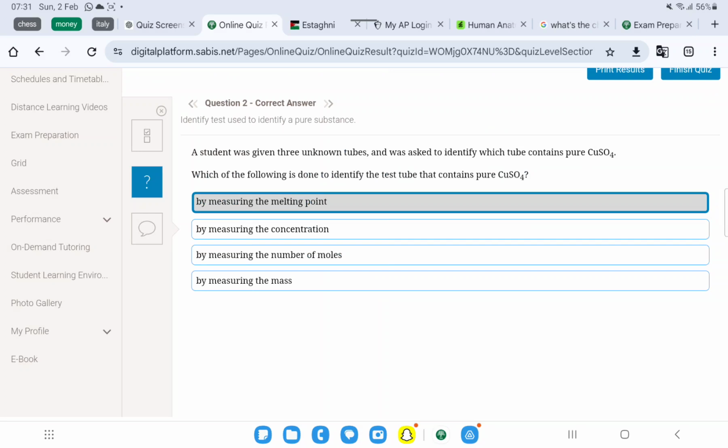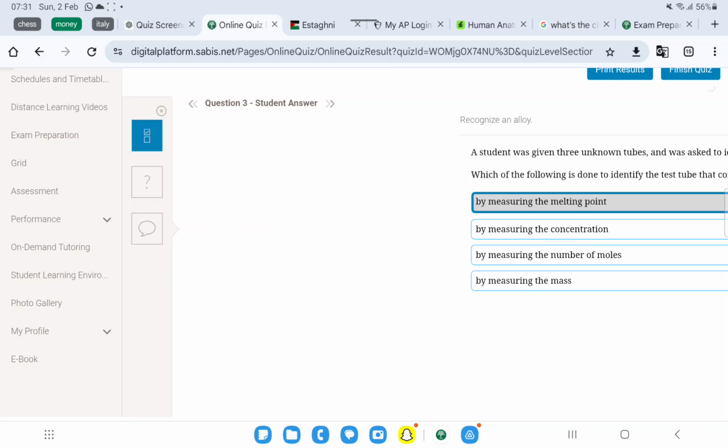A student was given 3 unknown tubes and was asked to identify which tube contains pure CuSO4. Which of the following is done to identify the test tube that contains pure copper sulfate? By measuring the melting point, he can see which one is the pure substance, not by measuring the concentration or moles or mass.